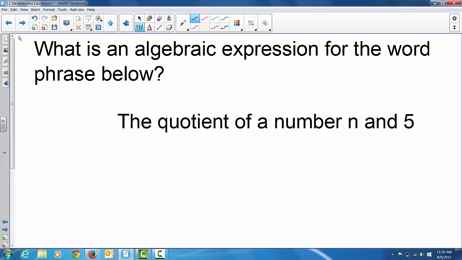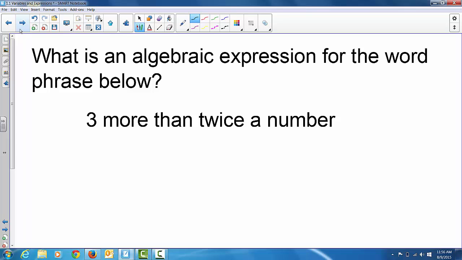Okay, what's an algebraic expression for the word phrase below? The quotient of a number n and 5. Quotient means division, so you can write division, quotient of a number and 5. Or you could have written that as n divided by 5.